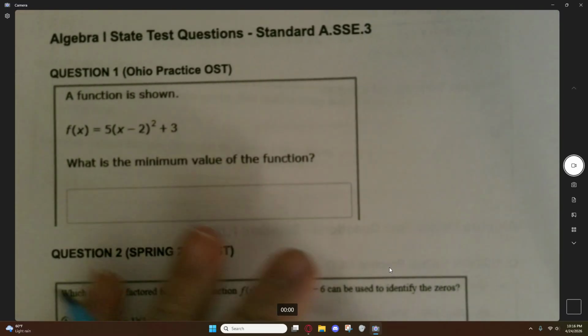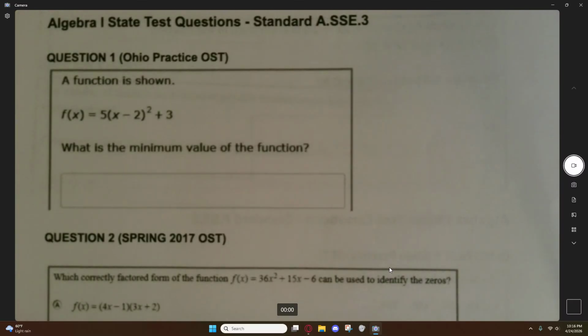Question 1 from the Ohio Practice OST. A function is shown: f of x equals 5 times (x minus 2) squared plus 3. And I ask you, what is the minimum value of the function?